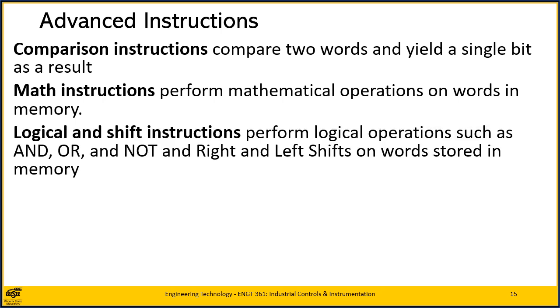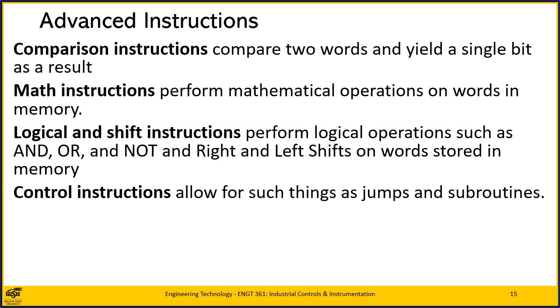Logical and shift instructions perform logical operations such as AND, OR, and NOT, and right and left shifts on words stored in memory. For example, the AND instruction could be used to mask out certain bits in a word. Control instructions allow for such things as jumps and subroutines. For example, a jump instruction, when true, will cause the execution to jump ahead or back to any designated rung.